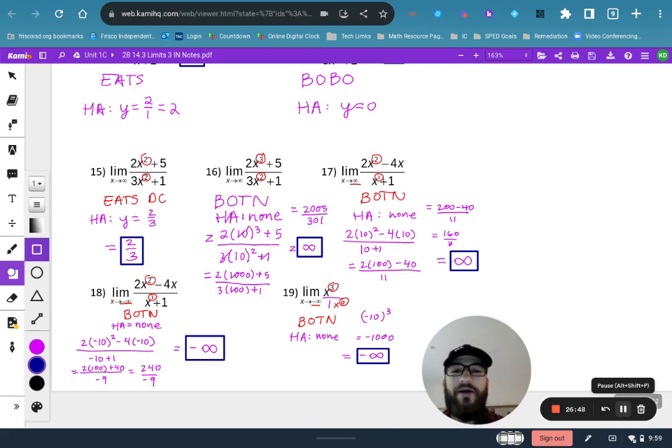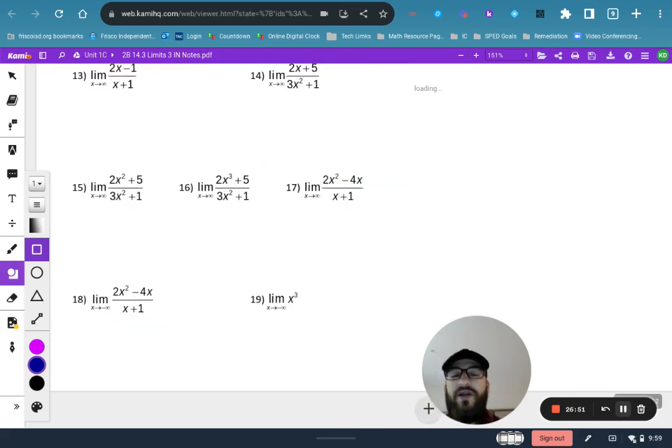Okay, y'all, that is pretty much it with our infinite limits. We have the 2 different types. We have the ones where you find the vertical asymptote, and we have the ones where you find the horizontal asymptote. They're both very similar, but just a little bit different.